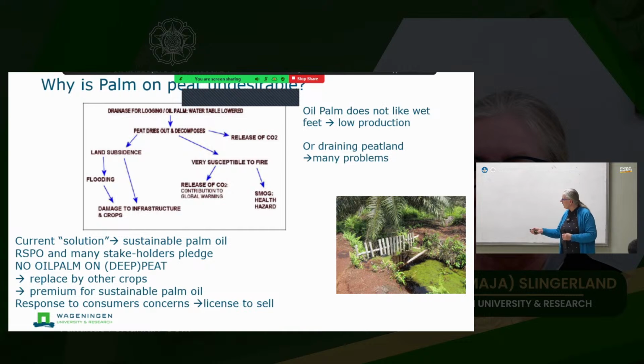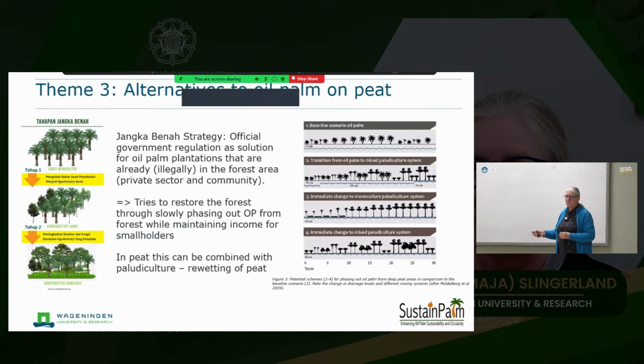And here we have a small check dam to control the water tables. I don't know if you're aware, there's a government regulation called Jangka Benah. Jangka Benah is a way to compensate farmers that are illegally in the forest. Because if you have 2 or 3 million hectares of illegal plantations, you get a real social problem if you tell all those people we start policing, we kick you out. That's not possible. So what the government decided is, as long as the palm is productive, you can stay, but you have to transform to forest, because it is in a forest area.